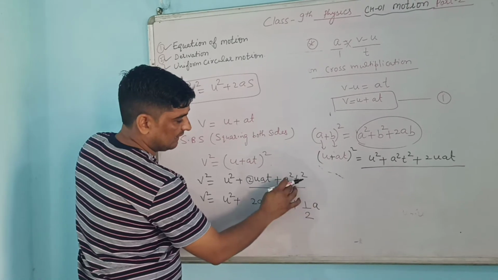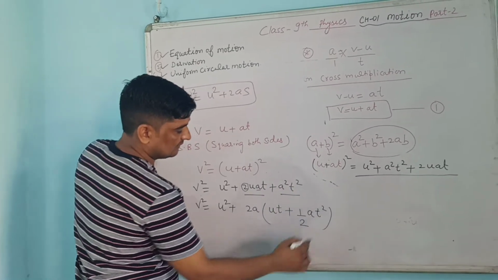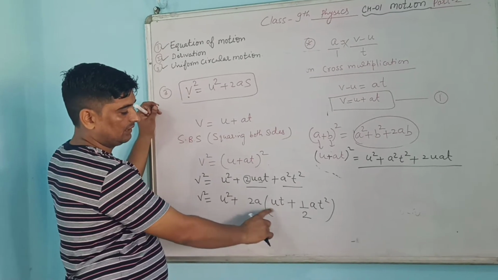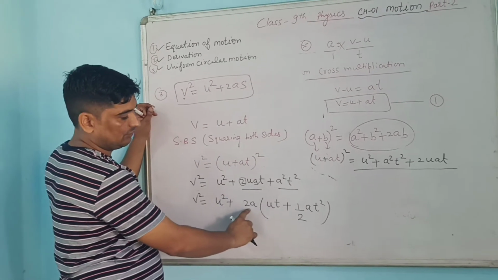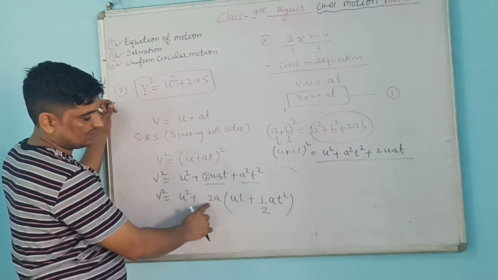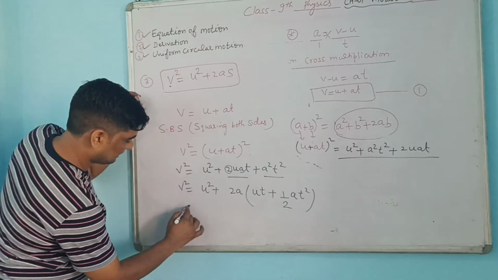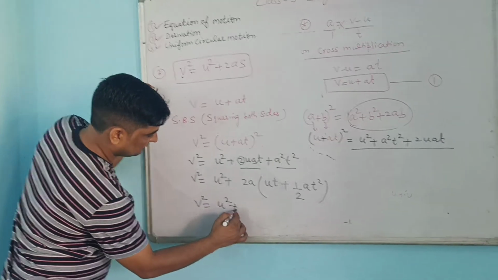A and T square. If you multiply again, see 2A UT, so 2UAT. If 2A into half, the half and 2 will cancel. So it will come A square T square again. So V square is equal to U square plus 2A.